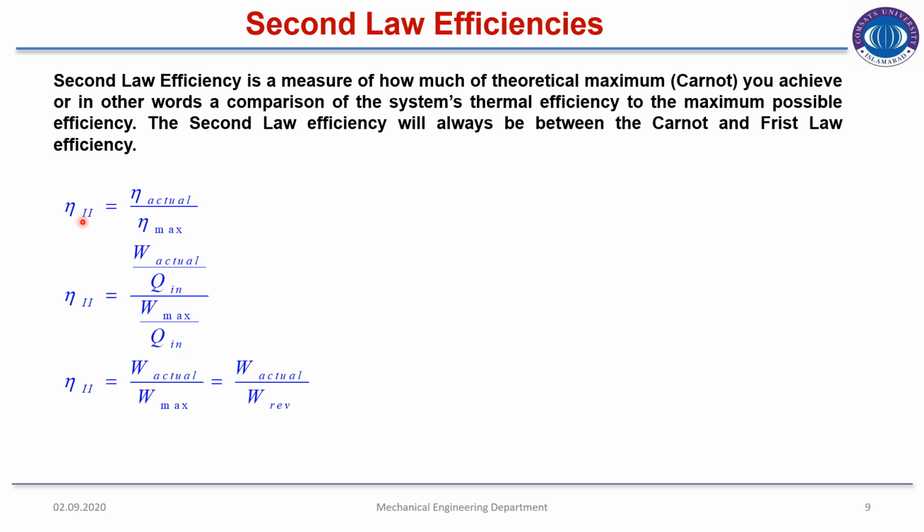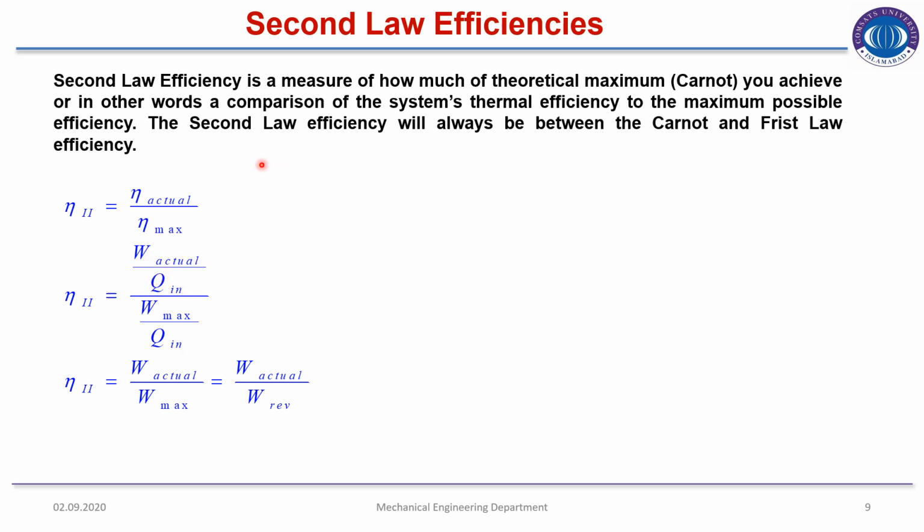So here is a relation to find the second law efficiency, eta second law or thermal efficiency of second law. To represent how second law efficiency is calculated, here is the relation. Second law efficiency is equal to actual thermal efficiency divided by maximum thermal efficiency. Actual efficiency is W actual divided by Q in.